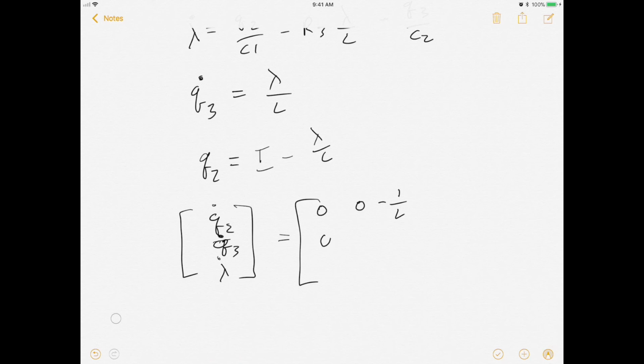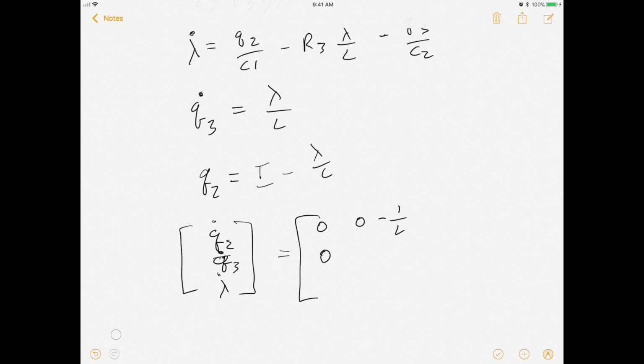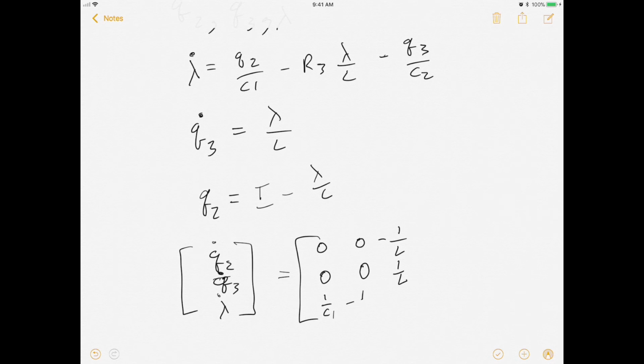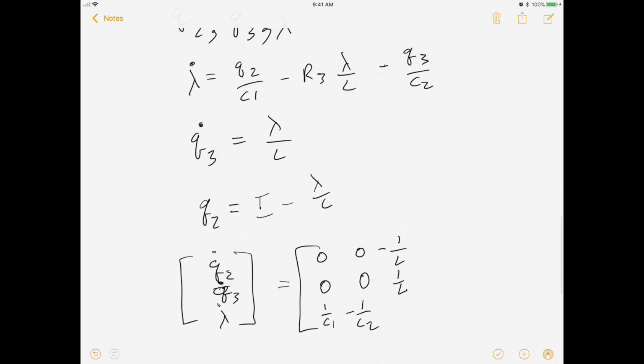Same thing for Q3. Do we have anything for Q3 and Q2? No. Nothing there too, but we do have a lambda. We have a 1 over an L right there. And then the last in the lambda function, do we have a Q2? Yeah, we do. What do we have? A 1 over C1. What else do we have for Q3? Do we have a Q3? Yeah, we do. Minus 1 over C2. And then for the R, what do we have? Well, we factor out the lambda that we get negative R3 over L, right?